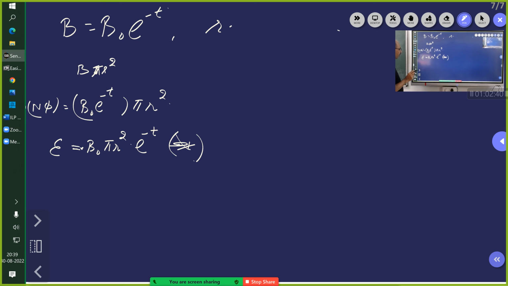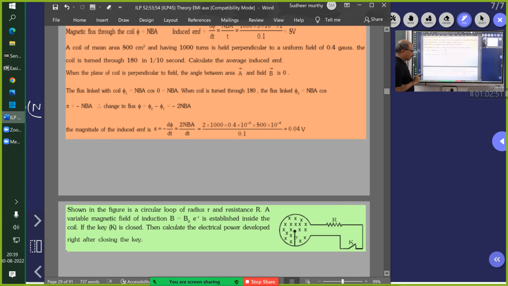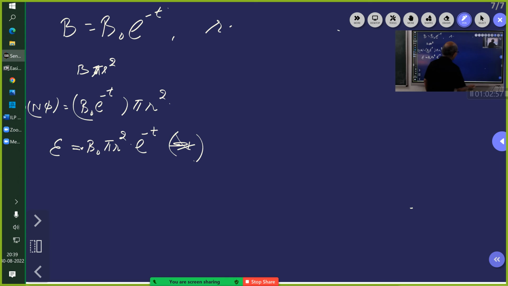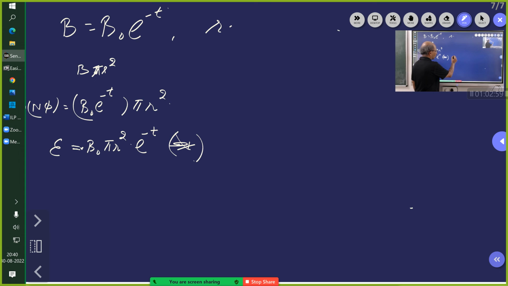Now this induced EMF, and they have given the resistance. They are asking you after the key is closed. They have given a key there, and just after the key is closed, that means the key is closed at time t equal to 0. Key is closed means time t equals 0.